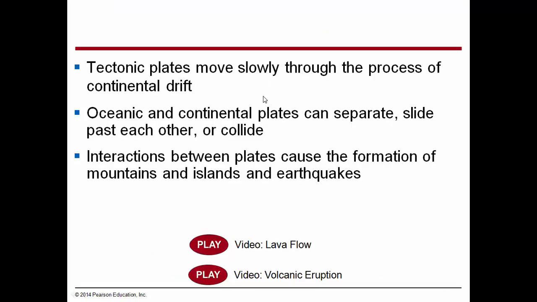The tectonic plates move slowly through a process of continental drift. Oceanic and continental plates can separate, slide past each other, or collide. Interactions between plates cause the formation of mountains and islands and earthquakes. There are different ways that these things can occur.